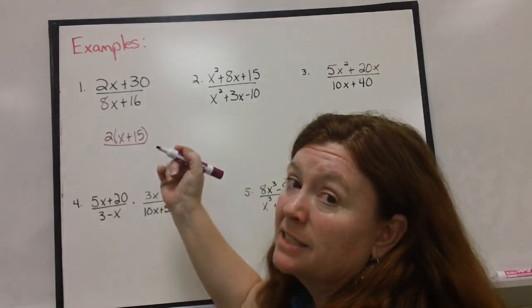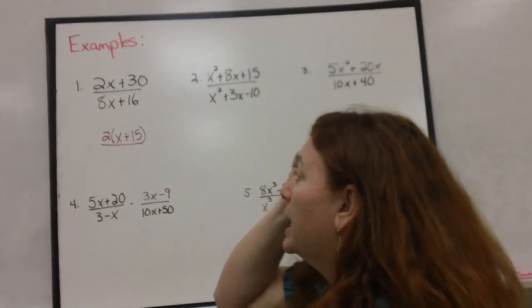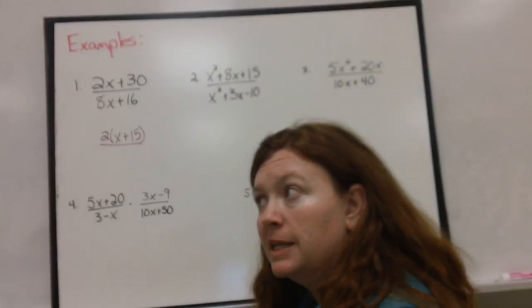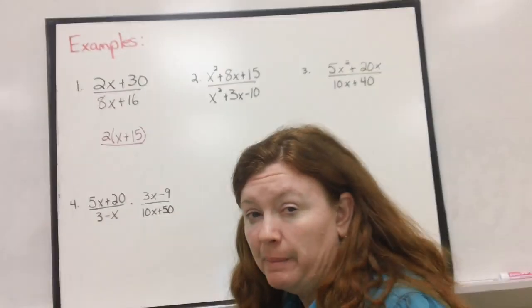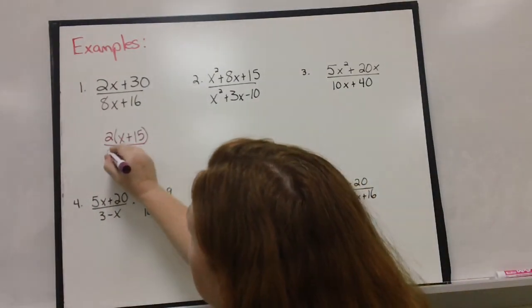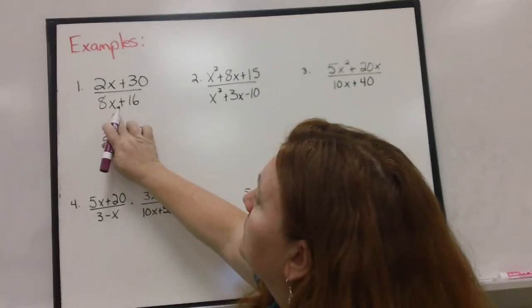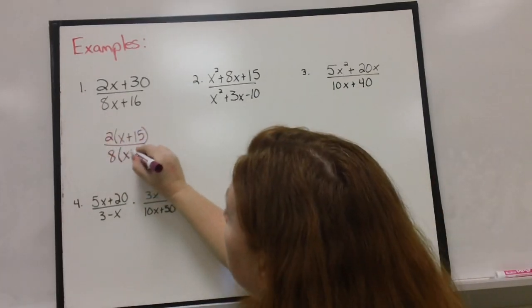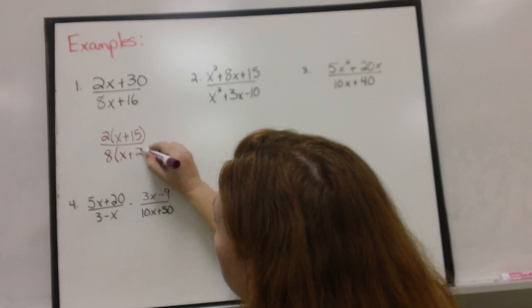All right, 8x plus 16. I can divide them both by 2. I can divide them both by 4. But even better, I can divide them both by 8. So let's take out the 8. Divide by 8 and I get x. Divide by 8 and I get 2.